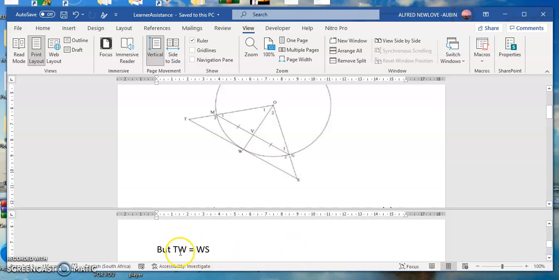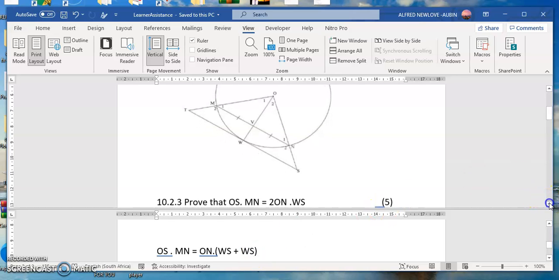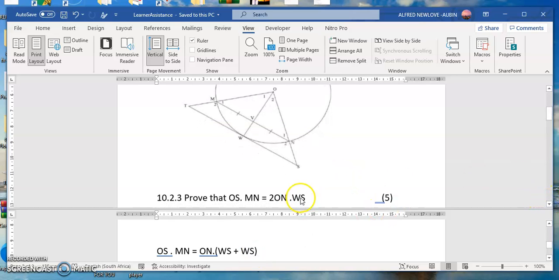We want to eliminate TW. So if you see TW, you write WS, because in the question, we need WS. So WS plus WS is going to give us 2WS. Then we can just swap the 2 to the side. So we are going to have 2ON times WS. We have proved. Bye.